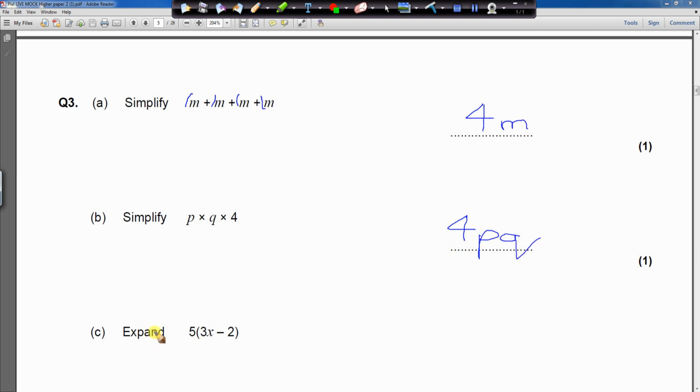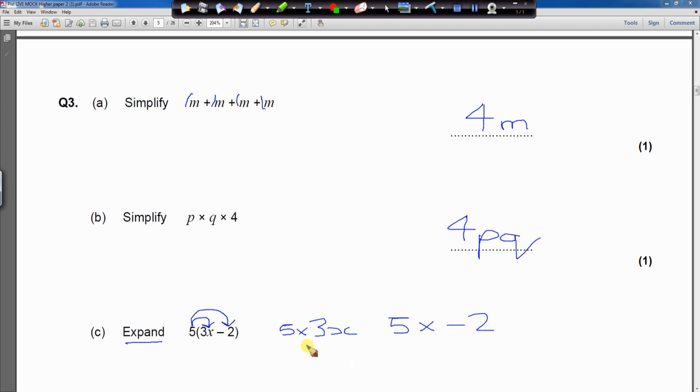Next one, expand. Now expand, okay, we multiply, another word for multiply the brackets. So I'm trying to illustrate it here. So we have 5 times by 3x. Okay. Is the first part. And then we have 5 times by minus 2. 5 multiplied by minus 2.